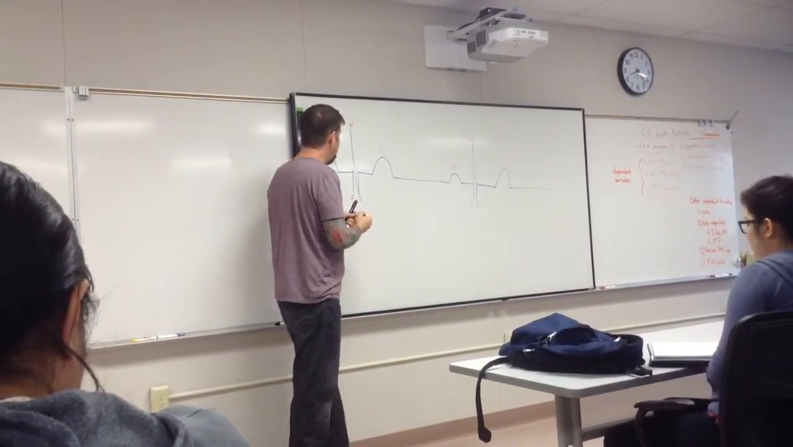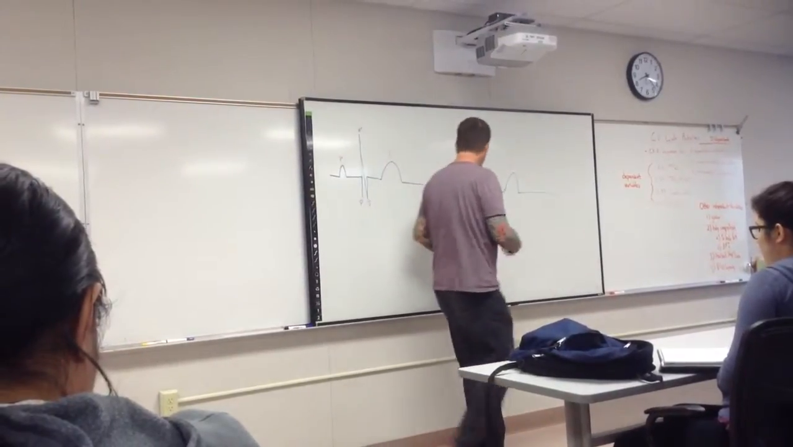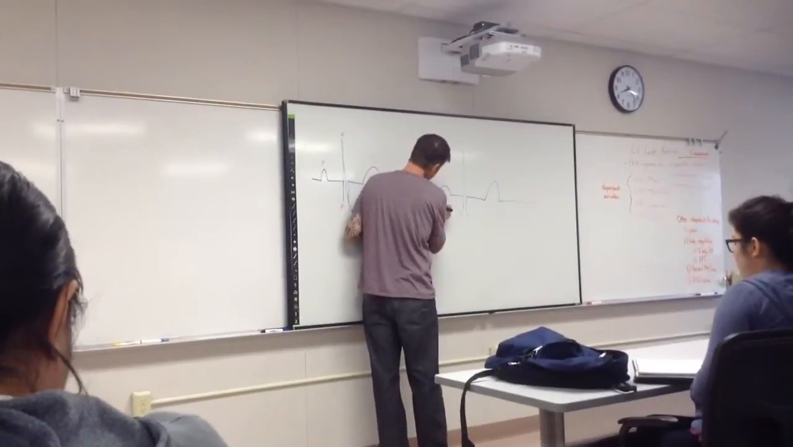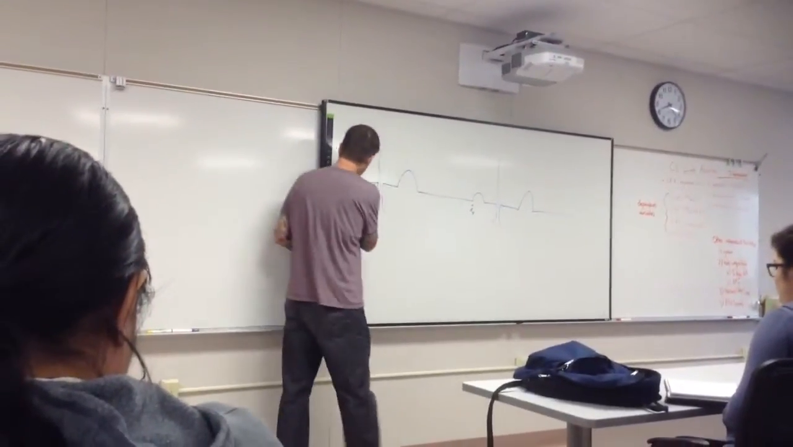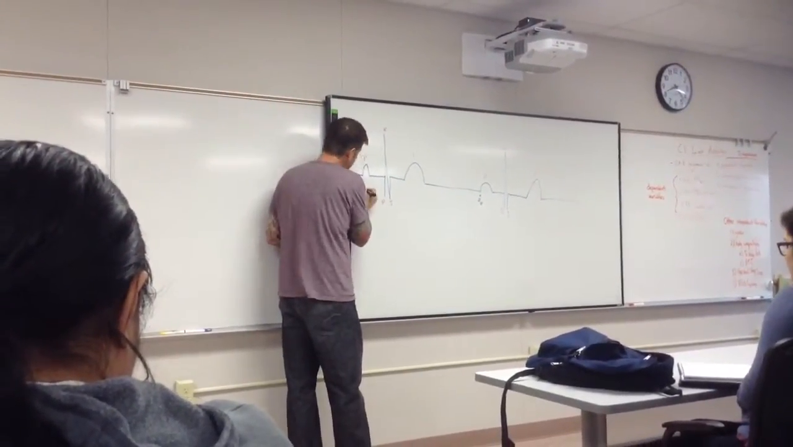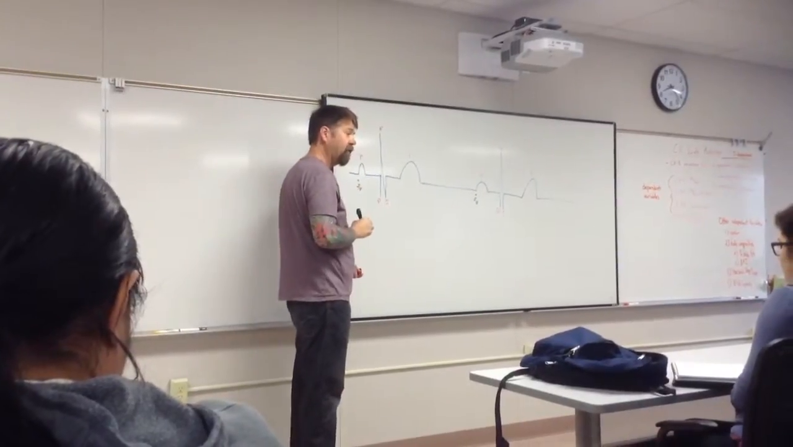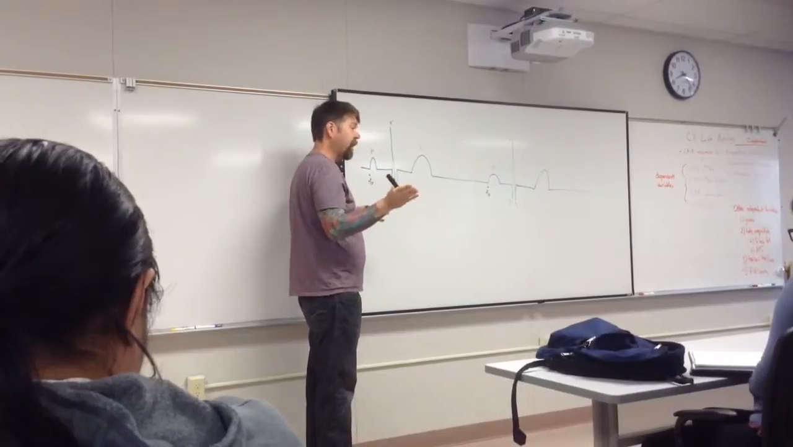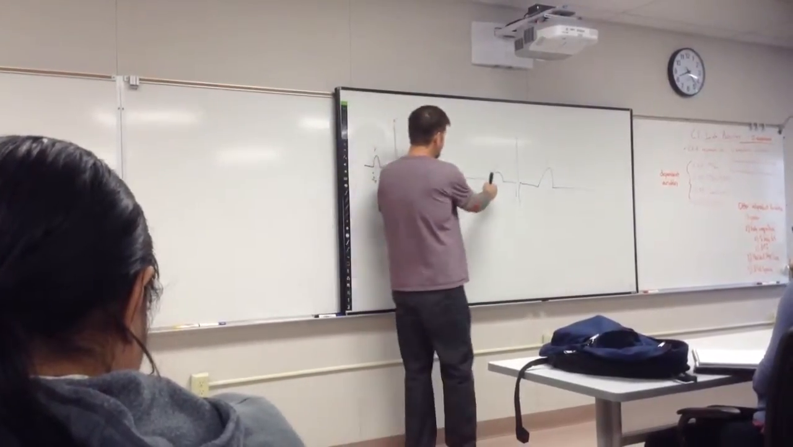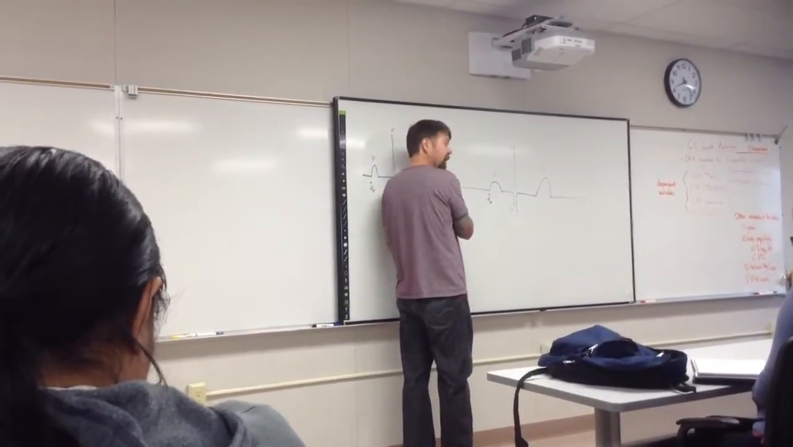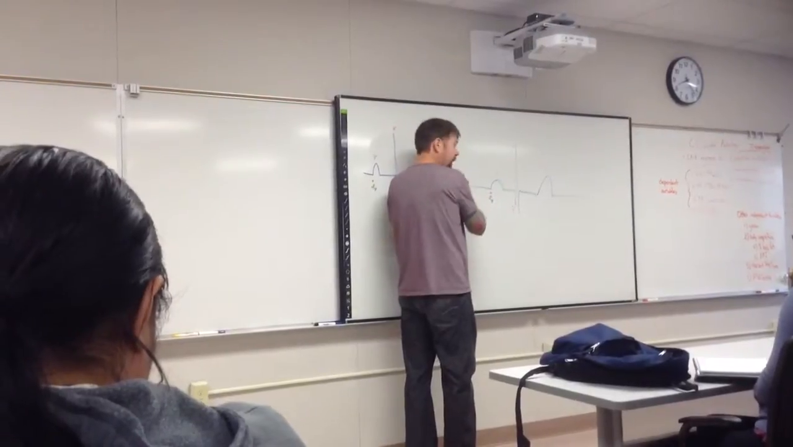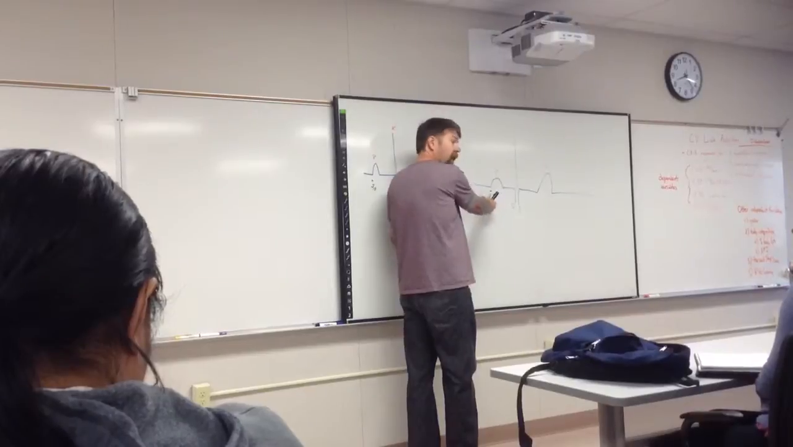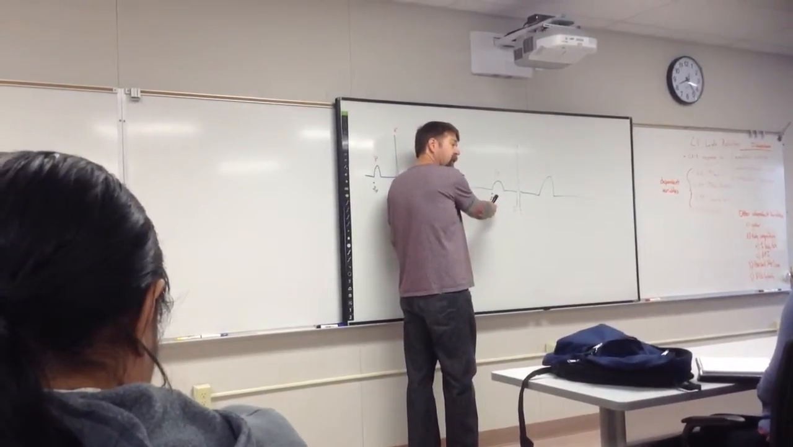Now I'll tell you, we know this, right? You guys certainly know that what starts all of this is when the SA node fires. So at the beginning of P, what does start all of this is when the SA node fires. So through parasympathetic and sympathetic stimulation, you are going to change when this happens after this. So this interval right here is going to change whether or not this is parasympathetic or sympathetic stimulation, right?